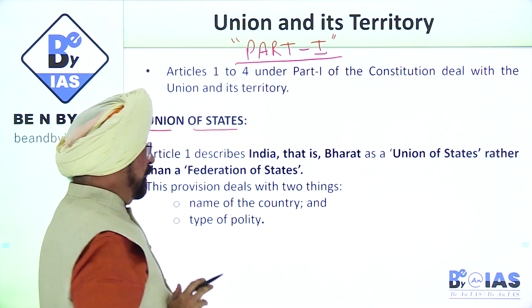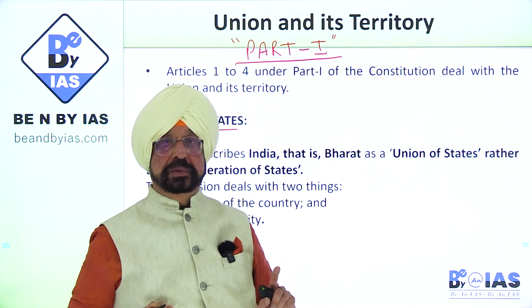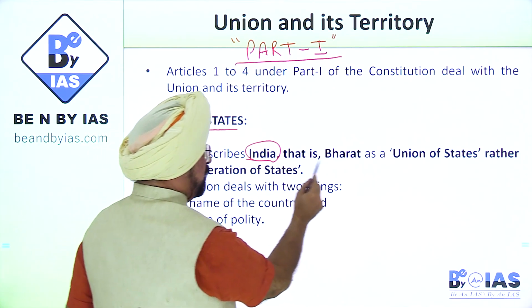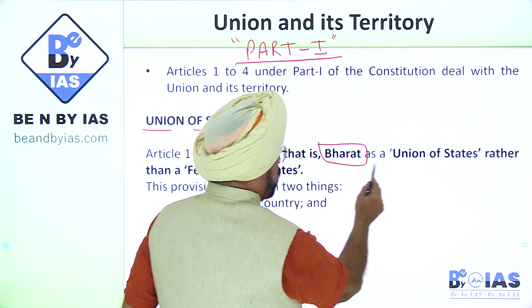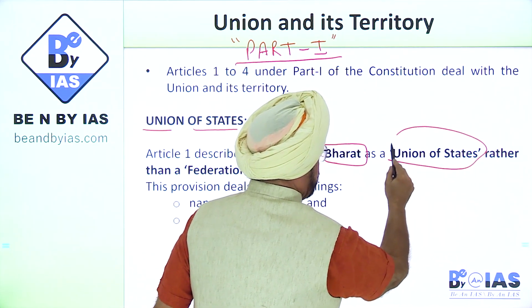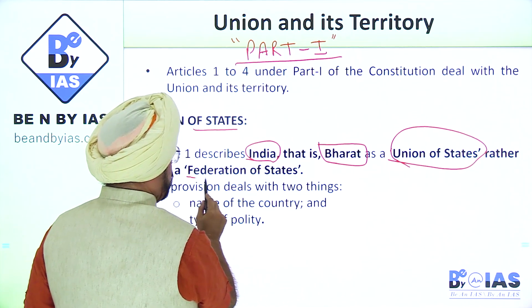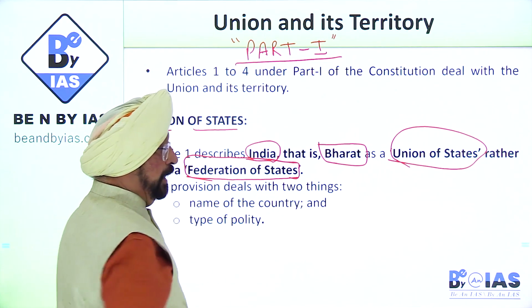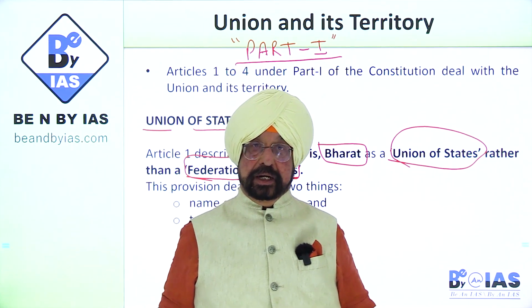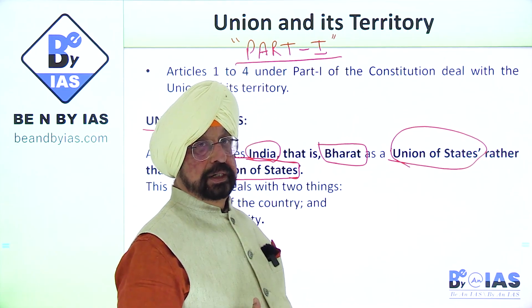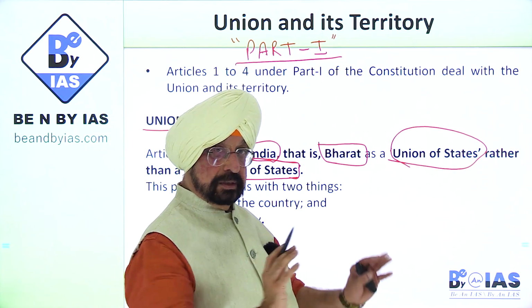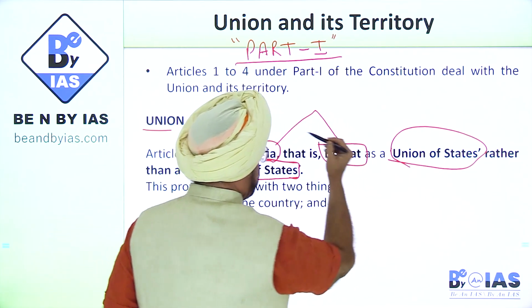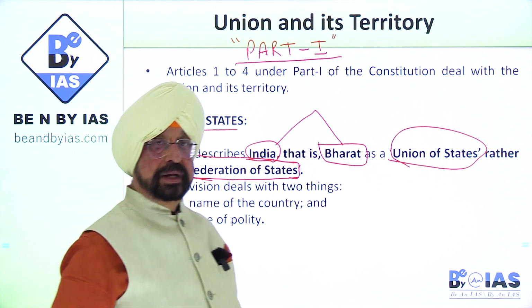So, what Article 1 describes in terms of text is India, that is Bharat, is a union of states rather than a federation of states. So, what does it say? That it doesn't say it is a federation of states, it says union of states. Now, let us come to the first issue. First is between India and Bharat. What will be the name of the nation?